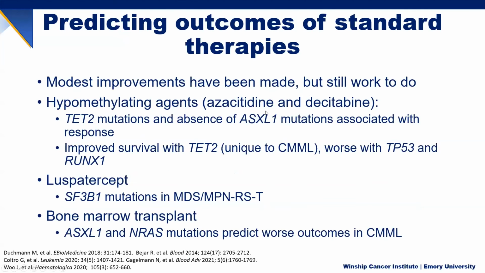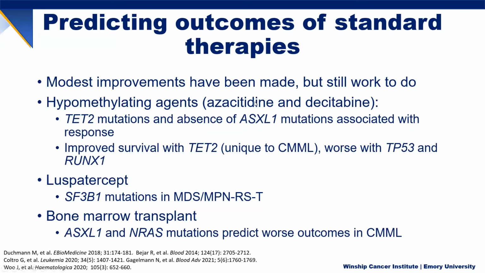As far as option number two, which is using this data to predict how well our usual treatment is going to work, we've made some improvements here, although still some work to do, certainly. Again, these hypomethylating agents, azacitidine and decitabine, are our most common treatments. And we've seen this in a number of these bone marrow cancers, certainly in MDS and CMML. TET2 mutations, which again are the most common in CMML, seem to associate with a better chance of responding to these drugs, a better chance of blood counts improving.